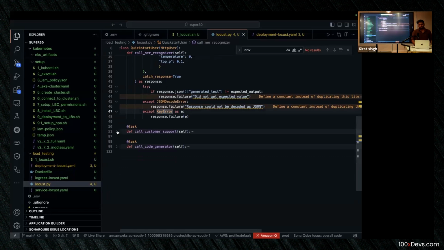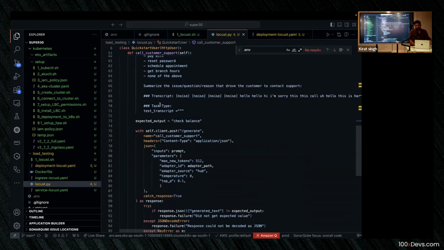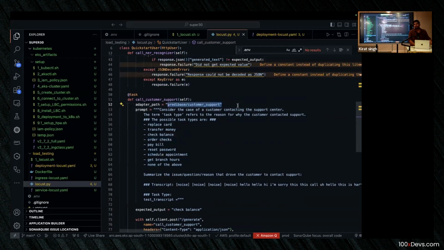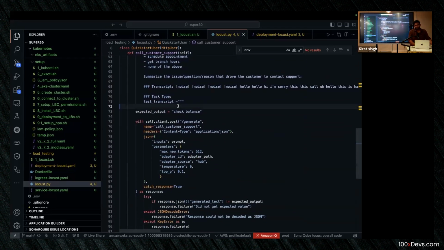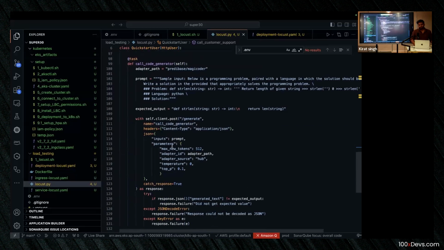You do the same thing with call customer support. You want to know if a question belongs to replace card, transfer money, check balance, or what. You give it some input. You would call it the same way, but this time the adapter would be different. The adapter is the customer support adapter. You'll get the output. You already know for this question the check balance is the type, and so I'll do the same thing, true, false. And I create the third one in which I'll give it code to complete. It's a magic coder predibase adapter.